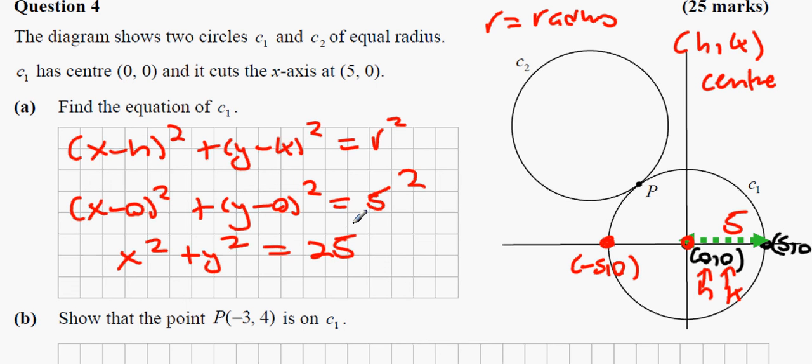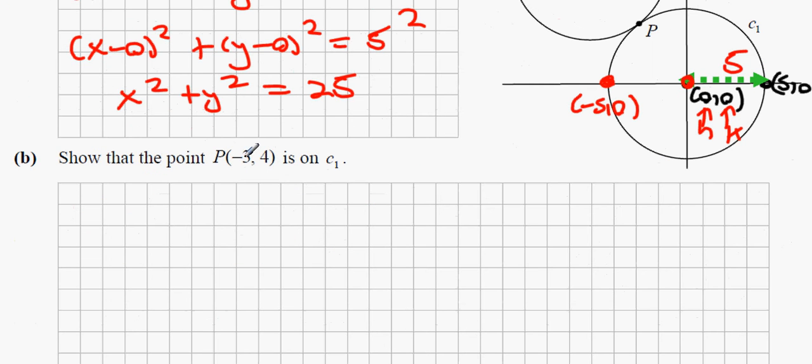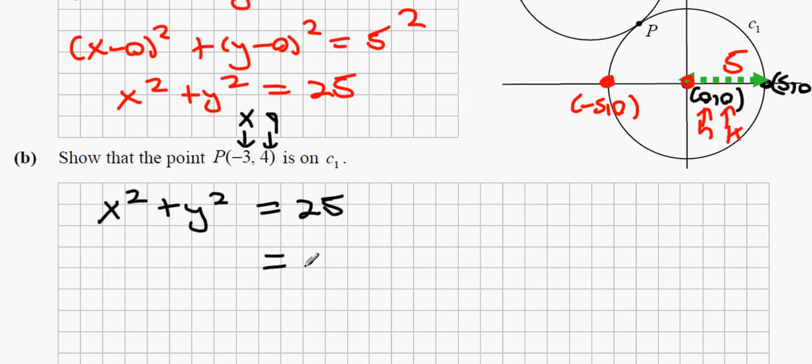Okay, next one. Show that the point minus 3, 4 is on C1. Now there's 3 rules. When you have the equation of a circle, you replace x with minus 3 because that's the x value, and y with 4. If it's on the circle, both sides will equal each other. If it's outside the circle, it will be greater than 25 when you put it in, and if it's inside the circle, it's going to be less than 25.